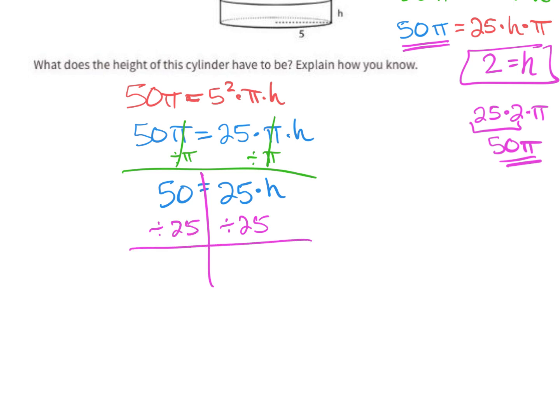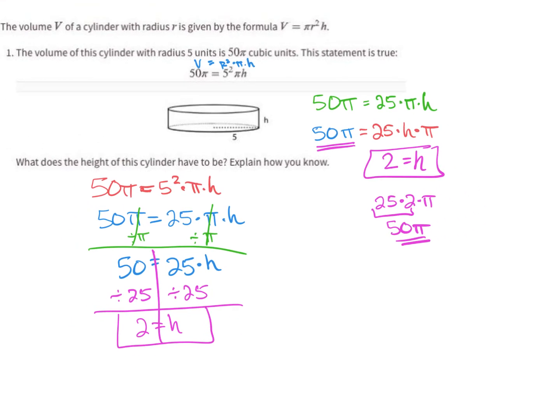So then I have 50 divided by 25. That makes our 2. So this one over here, we just kind of thought about it. This one over here, we did it mathematically. And you're going to need to know this for the next question. So if you don't understand it, pause, rewind, and watch it again, and then keep on going.